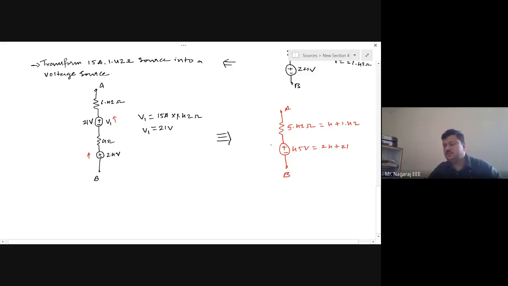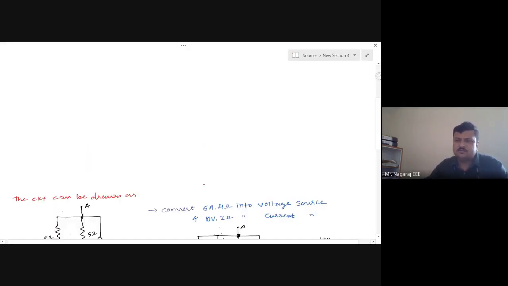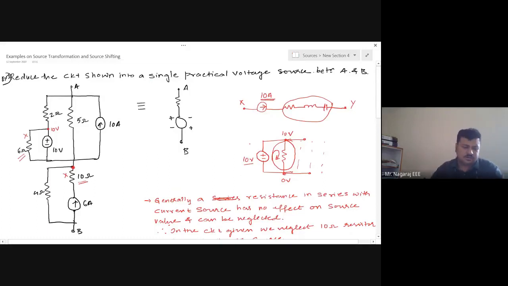Okay. So this is the practical voltage source between terminals A and B, for the circuit shown in the diagram at the beginning. So this is how we have to solve an example of source transformation.